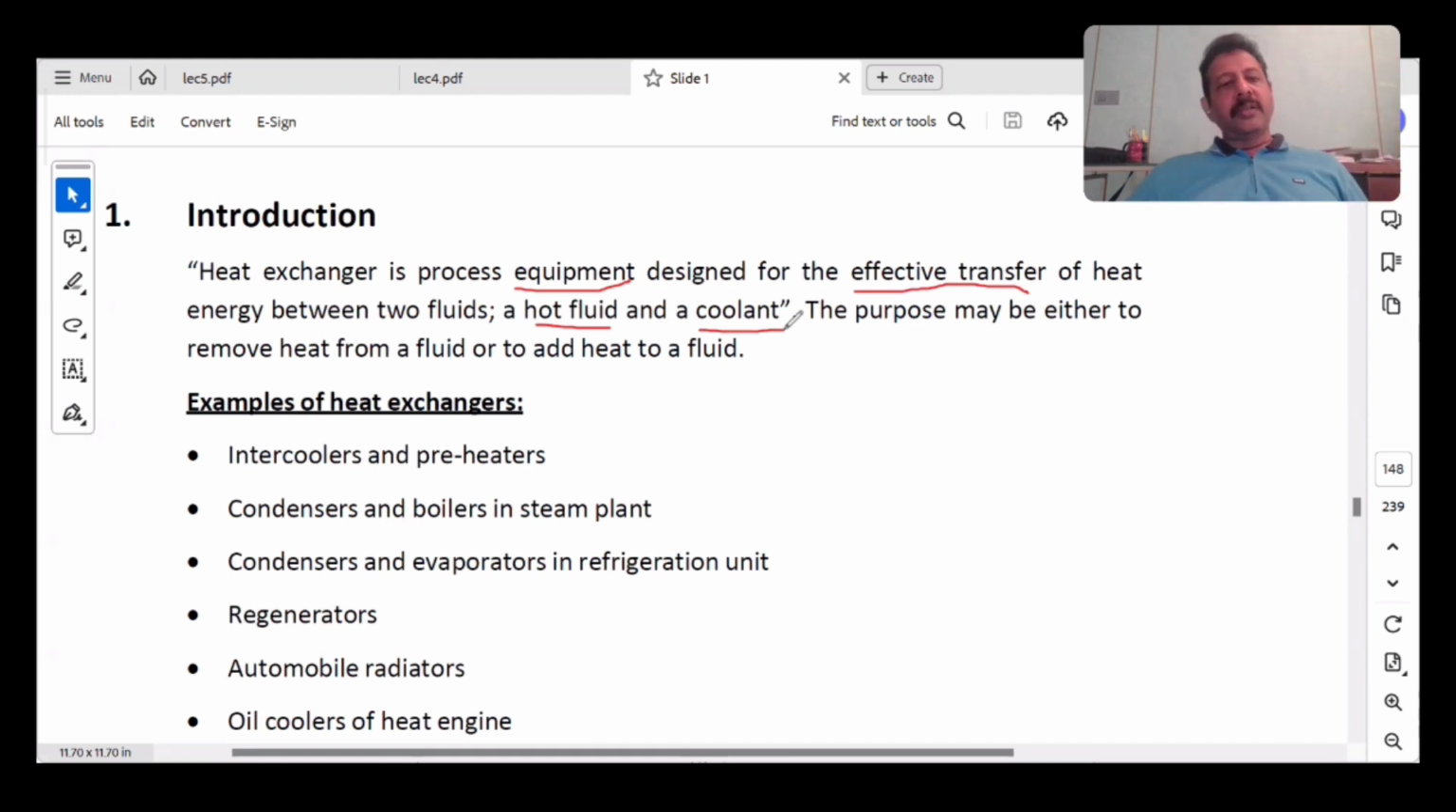So the purpose may be either to remove the heat from the fluid, or the purpose can be a heater or it can be a cooler. Okay, I want to add heat to a particular fluid, so I'll call it a heater. Or I have a hot fluid, I want to cool it, so the purpose is to cool the hot fluid, so I'll call it a cooler.